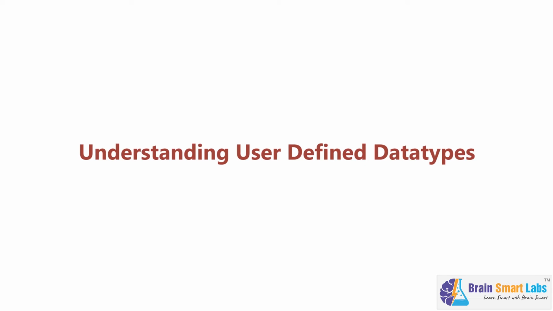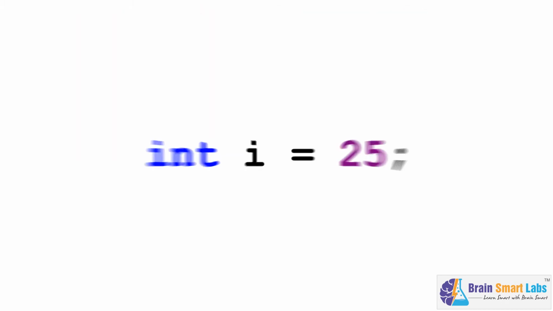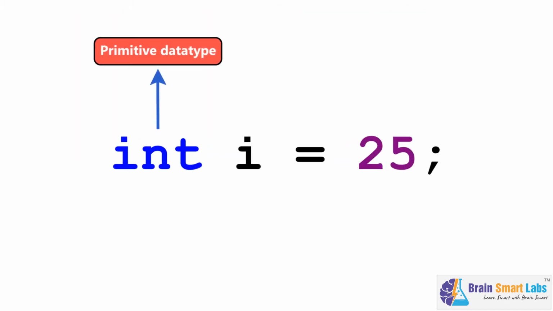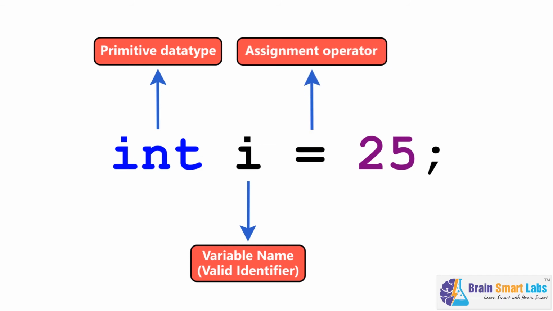Understanding user defined data types. Consider the statement int i = 25. Here int is a primitive data type. The letter i which we have used here is a variable name and it is a valid identifier. The equal to symbol is the assignment operator which assigns values from right hand side to left hand side. And 25 is the literal value which is to be transferred inside the primitive int variable i.